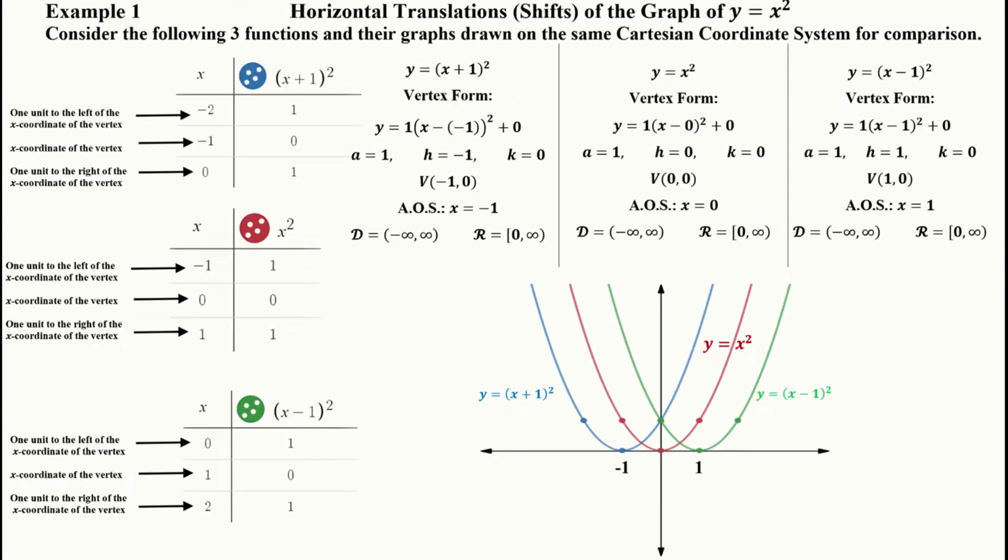Here we take a look at some horizontal translations or shifts of the graph of y equals x squared. Remember that once you have the graph of x squared, which is shown here in red, then to get the graph of y equals quantity x minus 1 squared, you're going to pick that up and lift it and shift it 1 unit to the right. So think of it like this: whatever happens to x squared happens to quantity x minus 1 squared 1 unit later, okay?